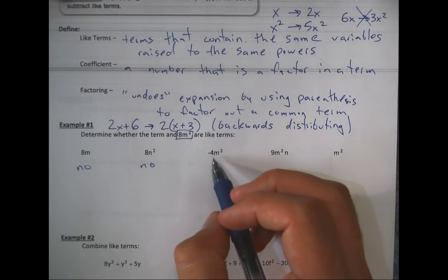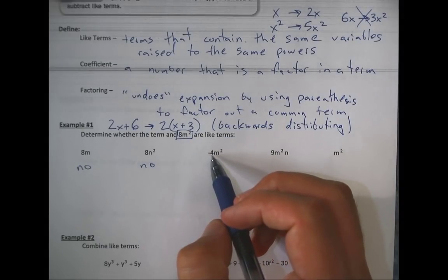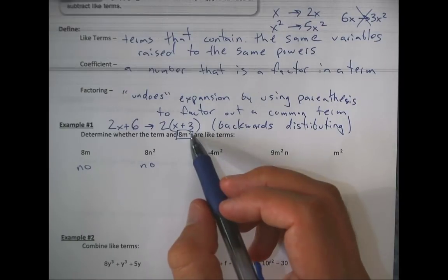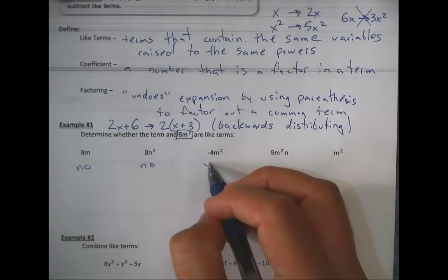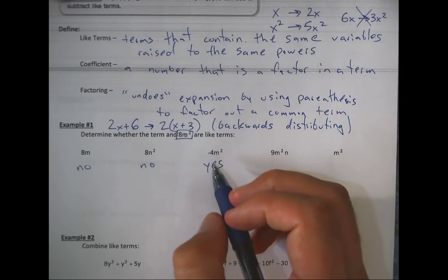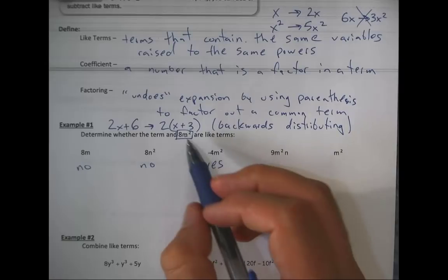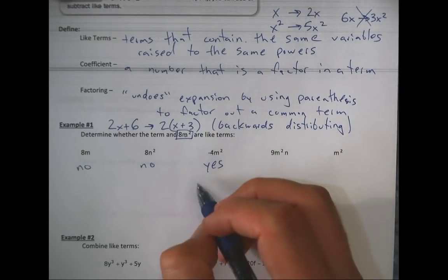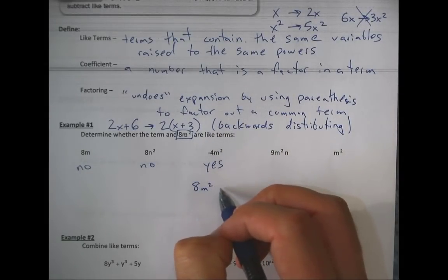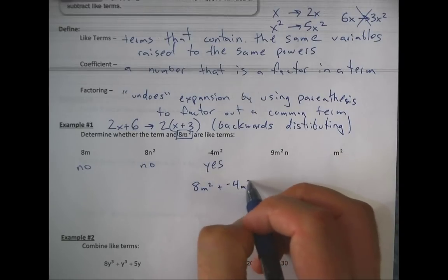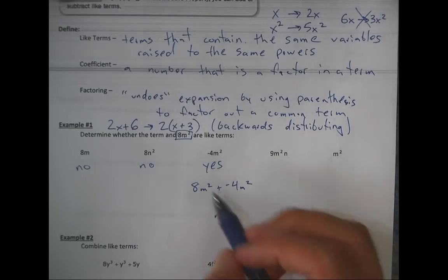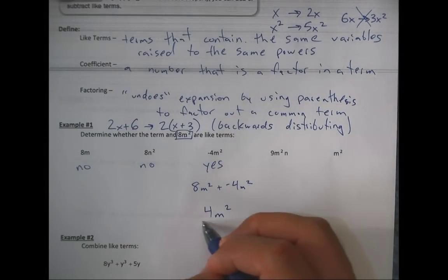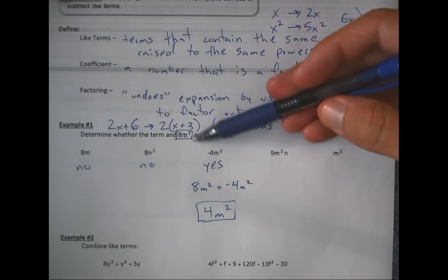This one has a different coefficient, but that doesn't matter. The number in the front, the coefficient, does not have to be the same. The variable needs to be the same, and the power of that variable needs to be the same. So these are both m squared. So this is a yes. So we could combine these like terms. If we did put these together, if you combined 8m squared and negative 4m squared, your final answer is still going to have the m squared, and you're just adding the coefficients. So 8 plus negative 4 is just 4. So like terms can be combined.